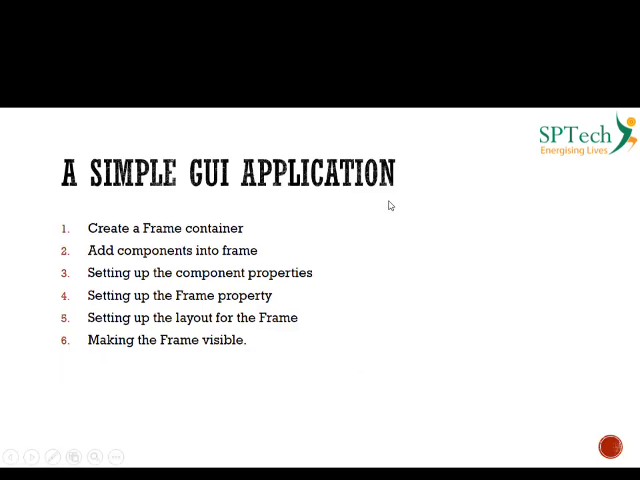In this session we shall see how to write a simple Java program to create a GUI application using AWT. There are 6 steps to do that, and the first step is to create a frame container. Now you know what a container is. A container is nothing but the placeholder for placing the Java components. So the first thing is you have to create a container.